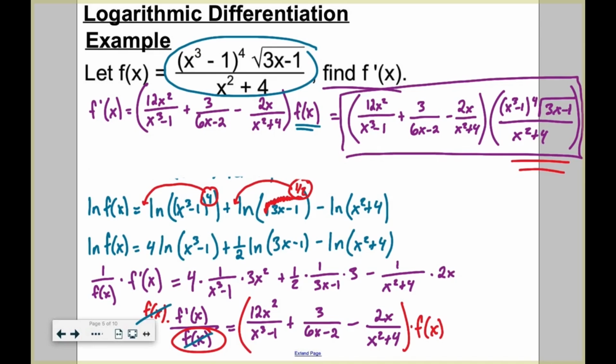Super long, super complicated, but it makes sense because this was a super long, super complicated function. So boom.